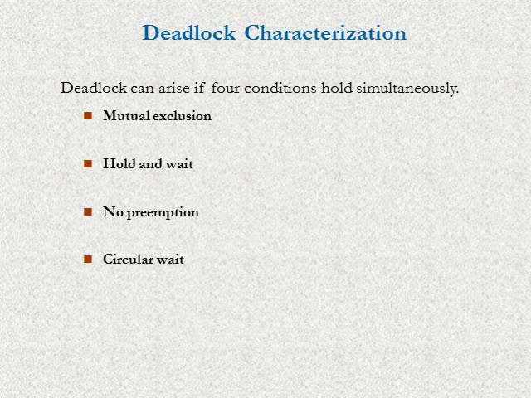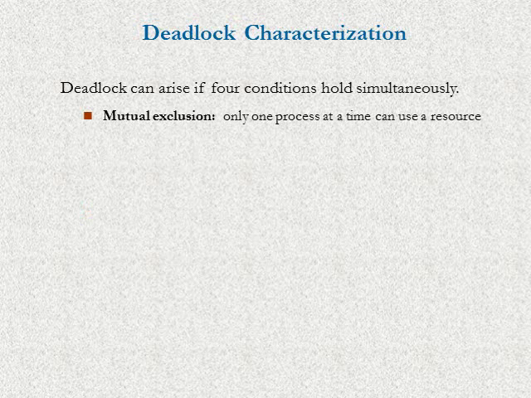Now we will discuss each of these conditions in detail to have a richer understanding of this concept. The first one is mutual exclusion. This characteristic is associated with the type of the resource. There are several resources that can be shared in a joint manner, while there are other resources that can be used by only one process at a time.